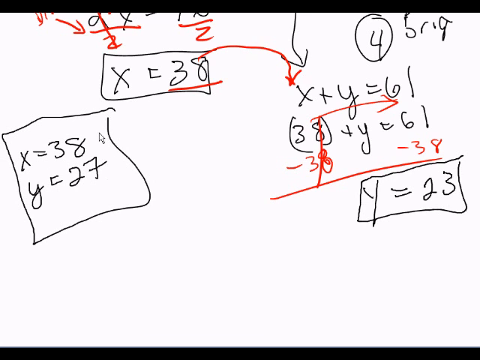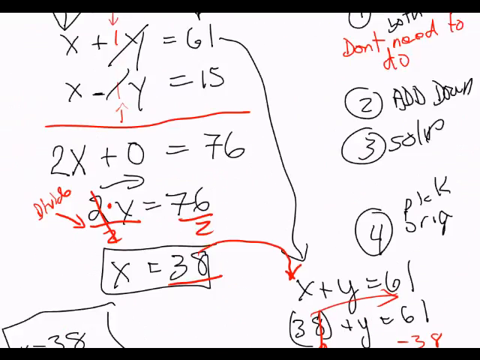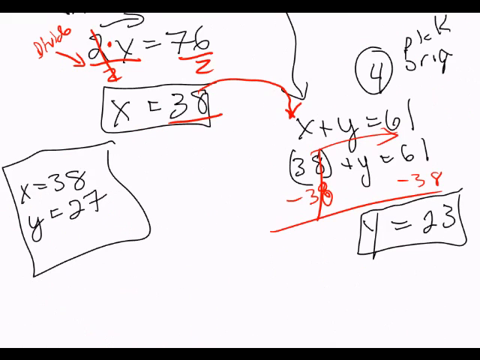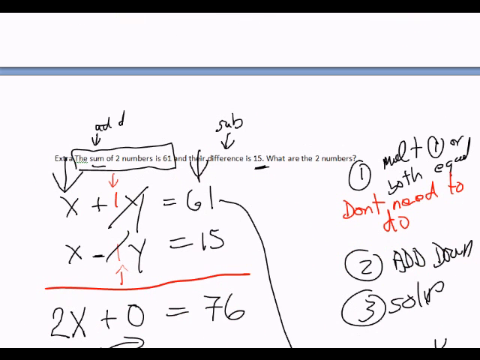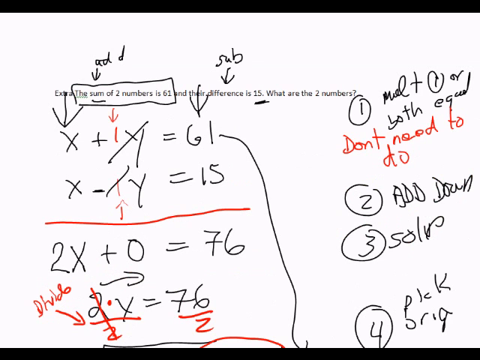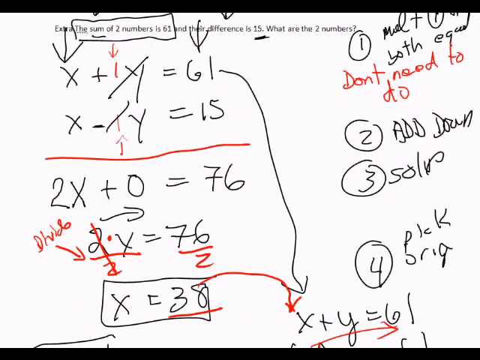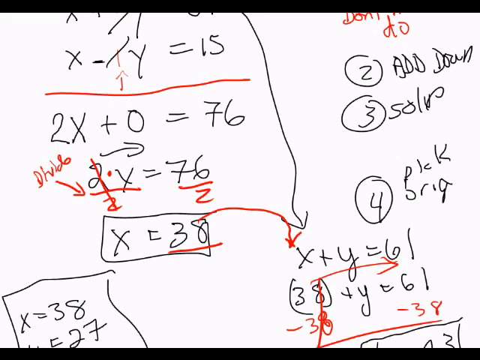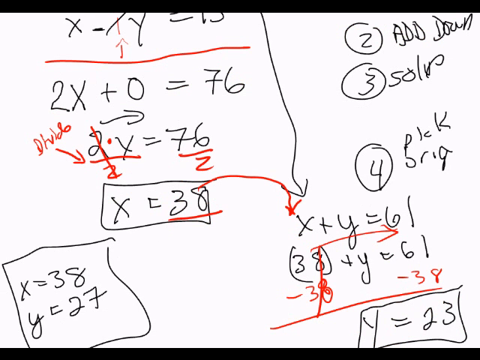So my 2 answers are x equals 38 and y equals 23. If you add these two up, they equal 61. If you subtract them, they equal whatever they were supposed to equal. I hope. 15. Oh, did they? Yeah, 15. No, they don't equal. That's not right. Did we do something wrong? The sum is 61. The difference is 15. 76 divided by 2, 38.